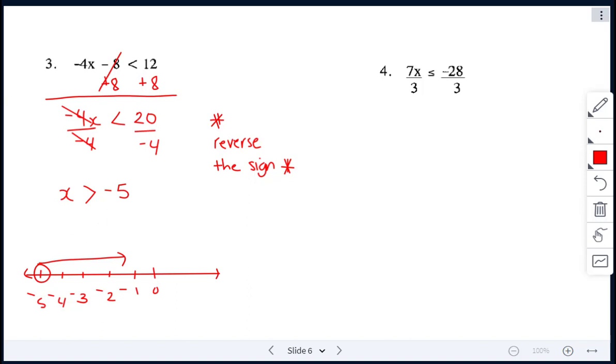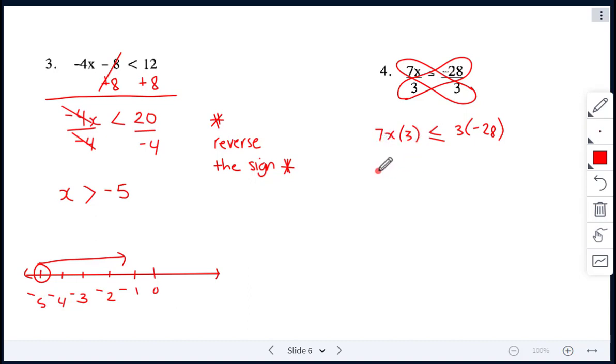All right, so we have a ratio type question here. We're going to take our top left and multiply it by the bottom right. 7x times 3. I'm just going to show it in brackets that we're multiplying. And then we have our inequality. And then we have 3 times negative 28. So I'm just going to show that step here as well. Okay, so now we can go ahead and multiply.